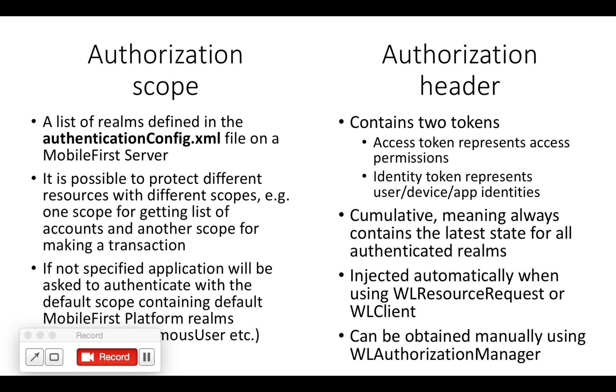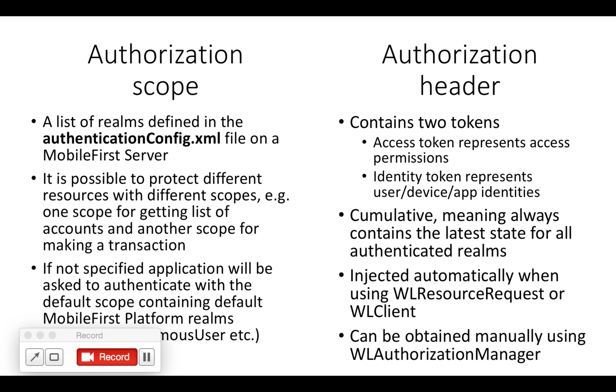So this is extremely convenient, and this helps to solve a lot of scenarios that we've seen previously. Now, the authorization header and tokens inside of it are cumulative. This means they always contain the latest state for all the authenticated realms. So if you authenticated with realm 1, you got your authorization header. Once you authenticate with realm 2, so now you're authenticated in 2 realms, you're just going to get an updated authorization header. It's not going to be a different one. It will be the updated one that will contain the most updated information.